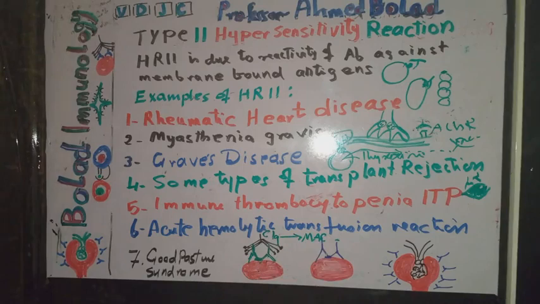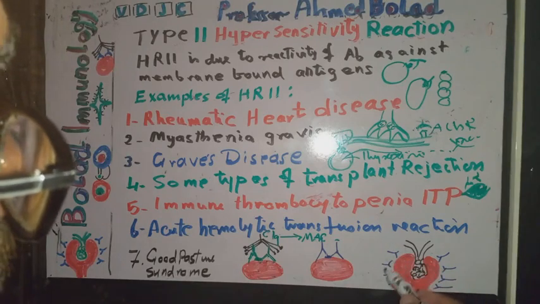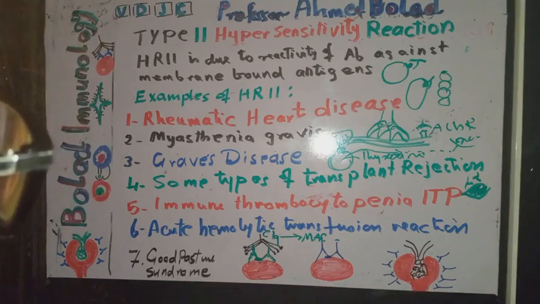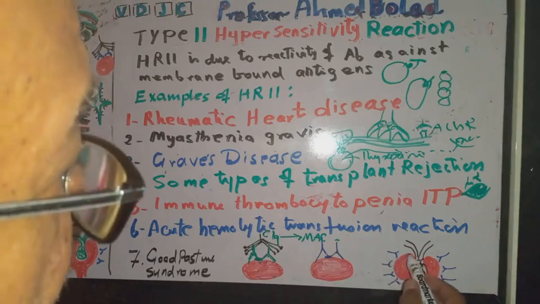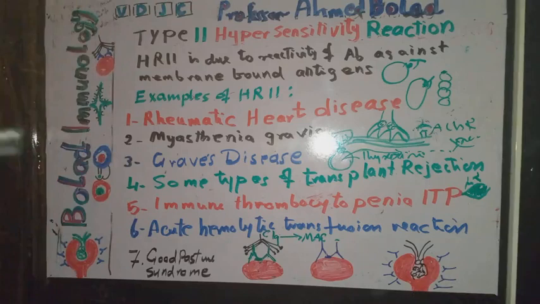Also, type 2 hypersensitivity reaction may take place in Goodpasture syndrome, where an individual may mount antibodies against the collagen, and these antibodies interact with the basement membrane of the glomeruli and lead to destruction. So this allows larger molecules to pass.